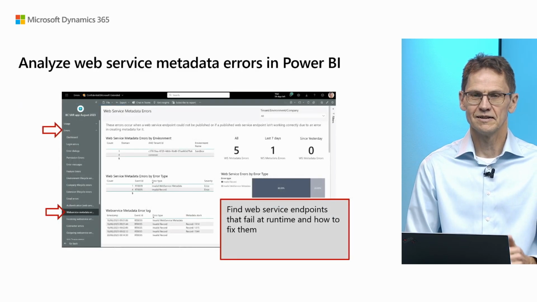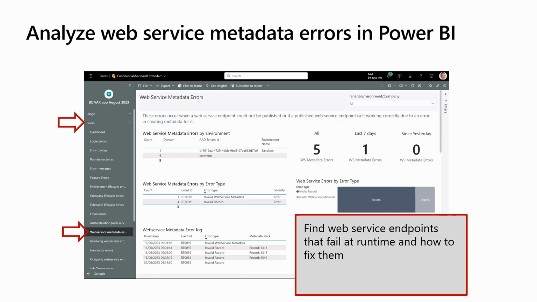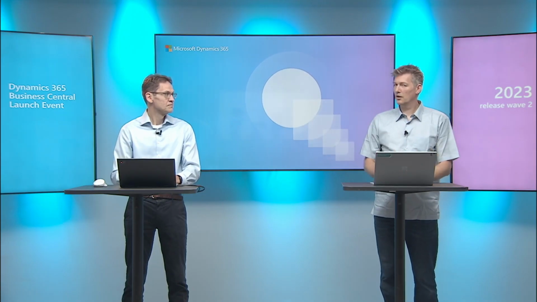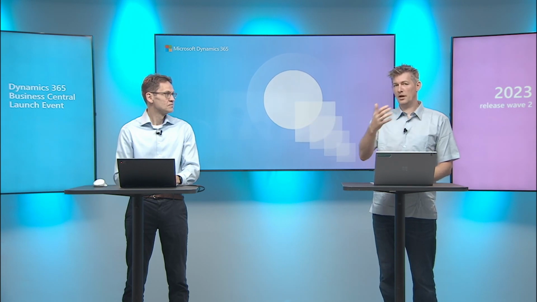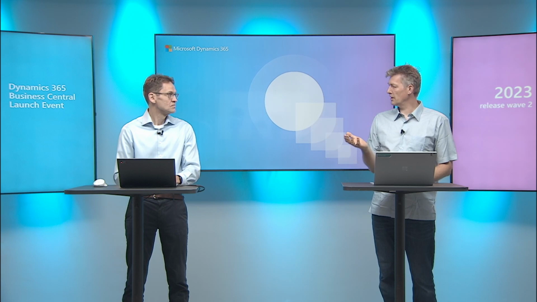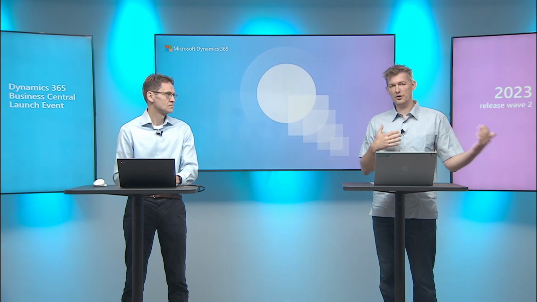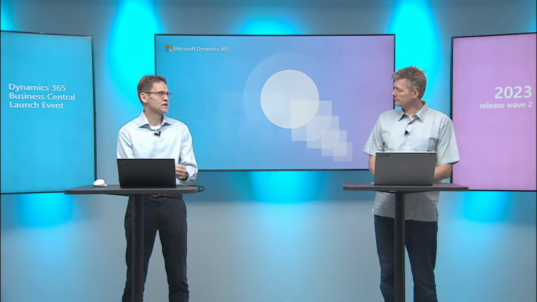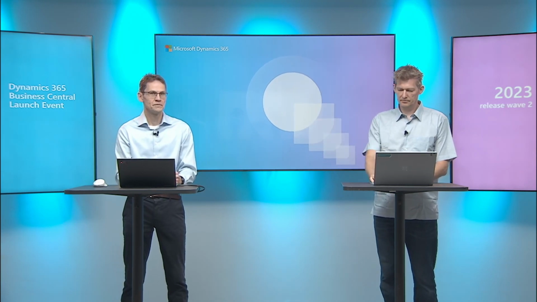If you look in the telemetry app, you'll see that there is a new page where you can find the web service endpoints that fail at runtime, and it also hints at how you can actually fix them. And if you really want to take it to the next level, you don't just have a Power BI app, but you actually alert reactively on these failures so that you know before the customer knows. Yes. And that would be even better. That is, of course, the professional way of making use of telemetry.